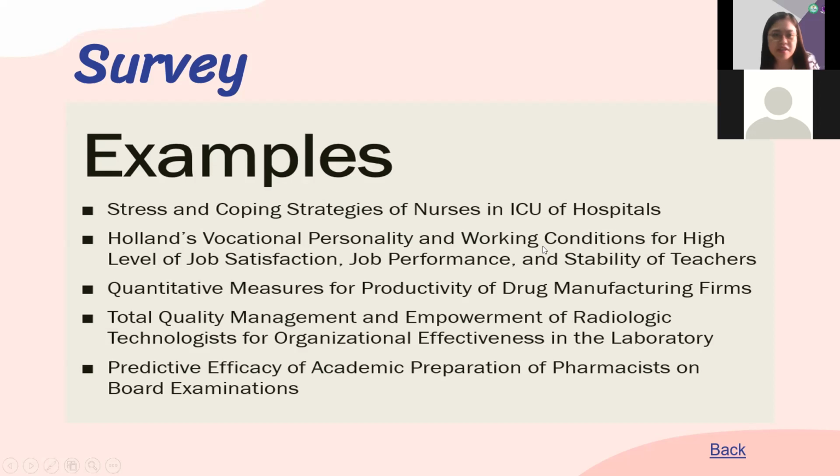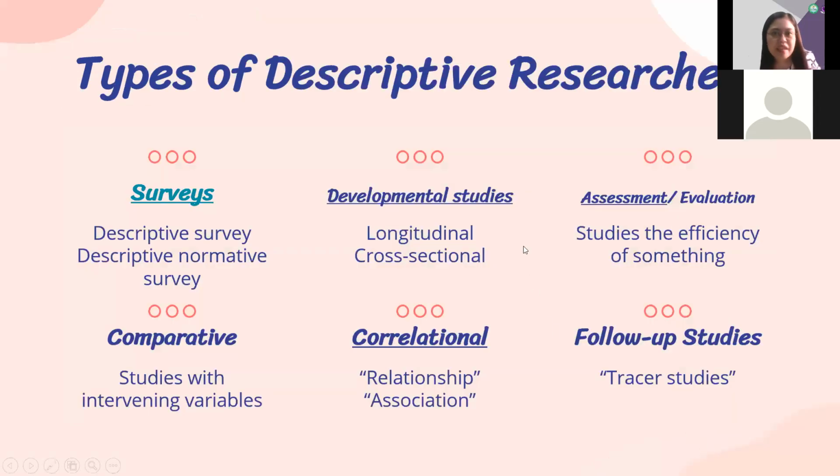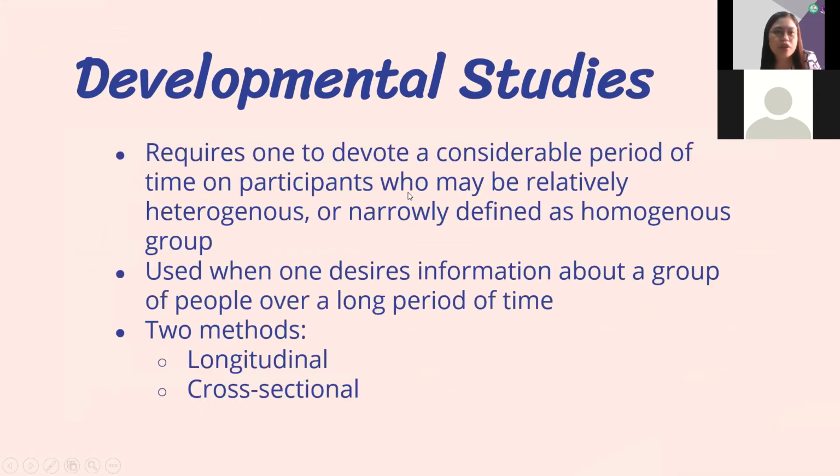So a survey is having a questionnaire that is given to a lot of respondents. You can gather a lot of data with just one questionnaire only. Now, if your study is not a survey, then it can be a developmental study. So in developmental study, we have two types, longitudinal and cross-sectional.